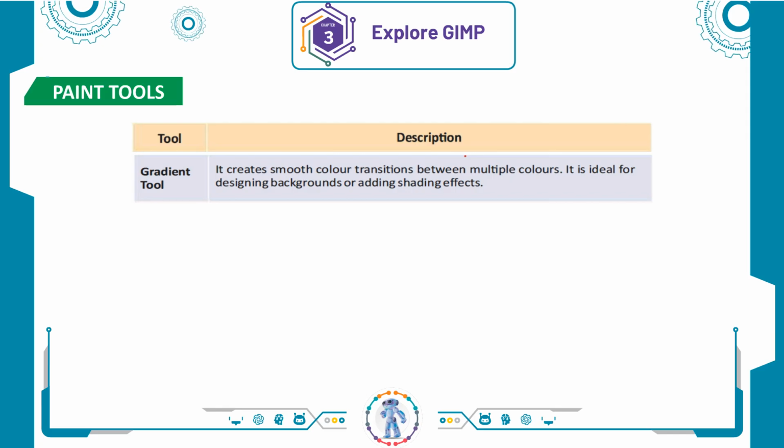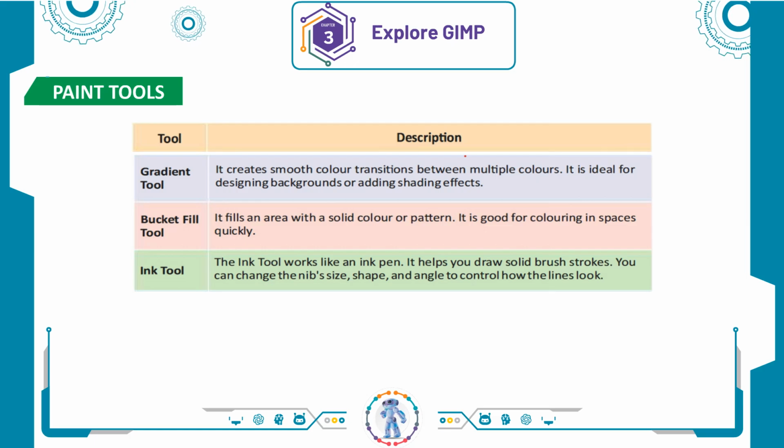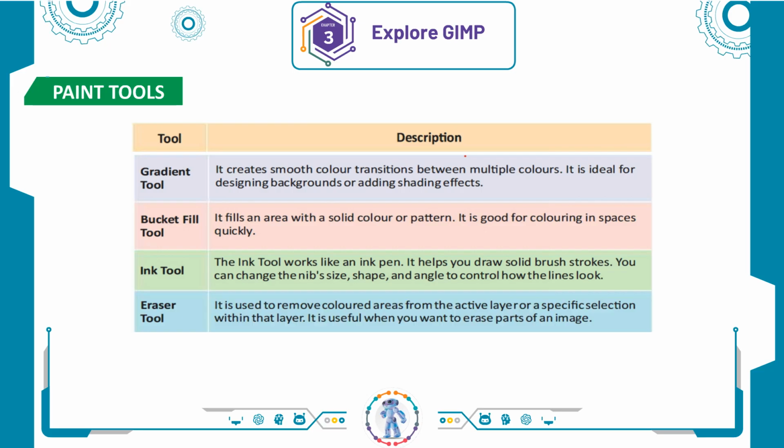Gradient tool. It creates smooth color transitions between multiple colors. It is ideal for designing backgrounds or adding shading effects. Bucket fill tool. It fills an area with a solid color or pattern. It is good for coloring in spaces quickly. Ink tool. The ink tool works like an ink pen. It helps you draw solid brush strokes. You can change the nib size, shape, and angle to control how the lines look.